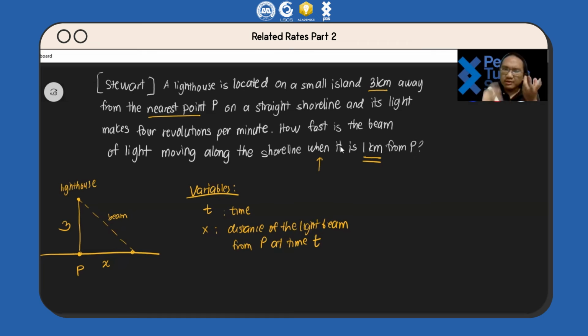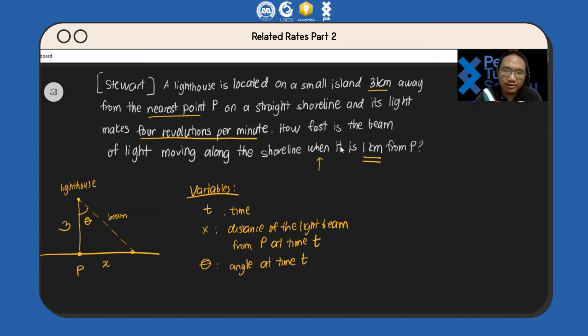We're doing 4 revolutions per minute. Very suspicious. When we're talking about revolutions, what is related to revolutions? If you're thinking angles, then that is precisely correct. We're interested also in this theta over here. This theta is the angle measured in standard position at time t. So for simplicity, let's just call it the angle at time t. This will allow us to make use of the fact that there are 4 revolutions per minute.